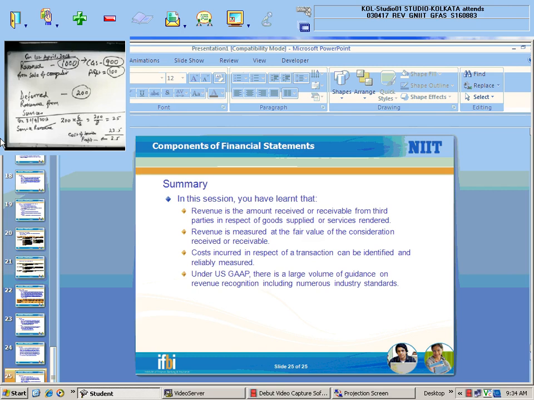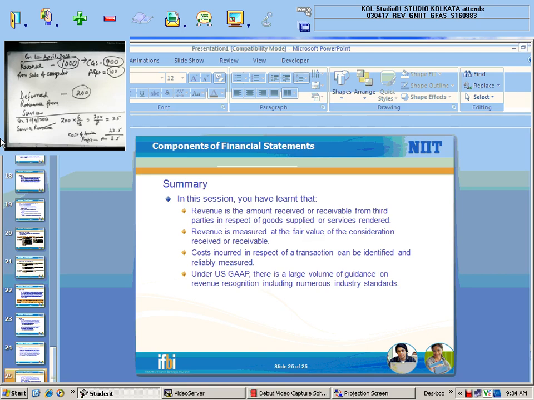And under US GAAP, there is a large volume of guidance on revenue recognition, including numerous industry standards which are not available in IFRS. IFRS is not so detailed. It doesn't have so much of the guidance which is available in US GAAP on revenue recognition for various industries. So these are the points we have learned, the basics, to summarize.